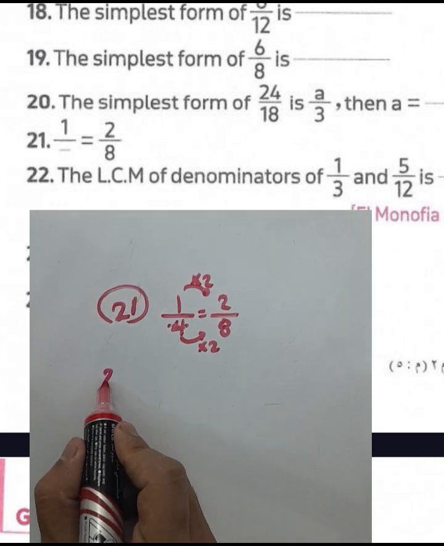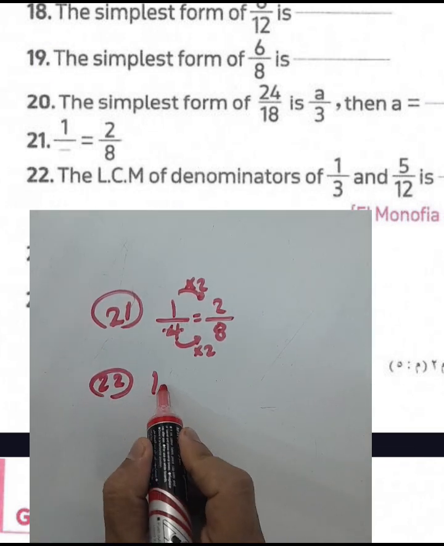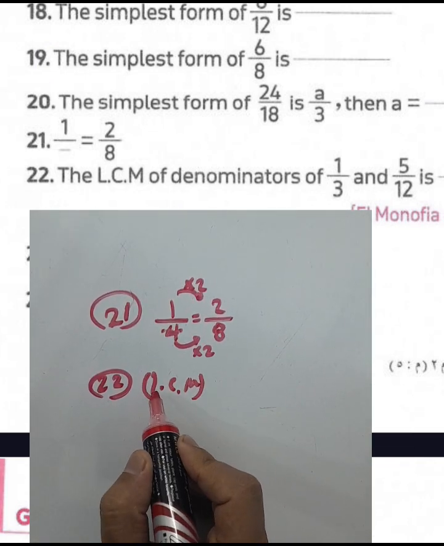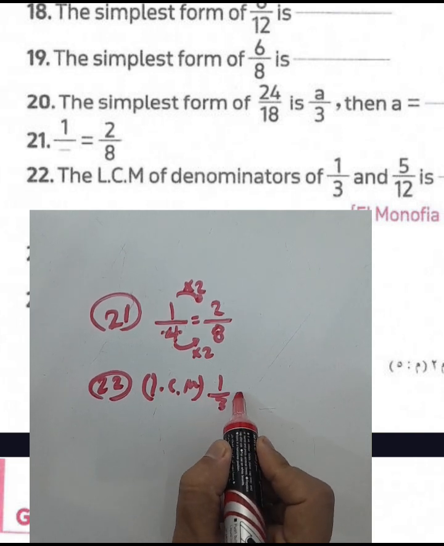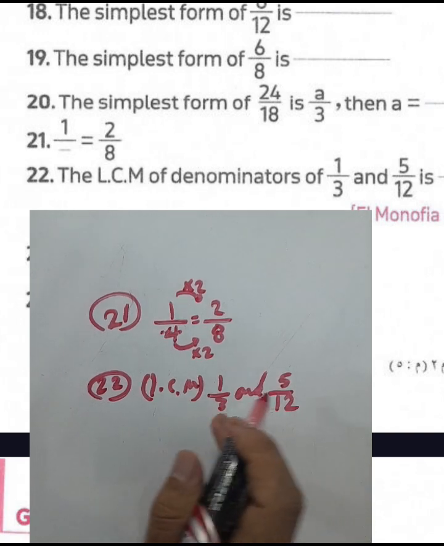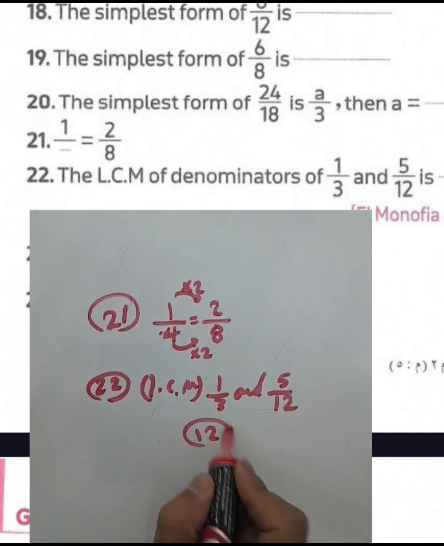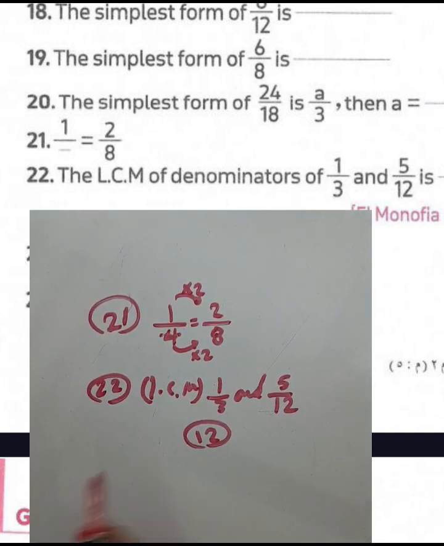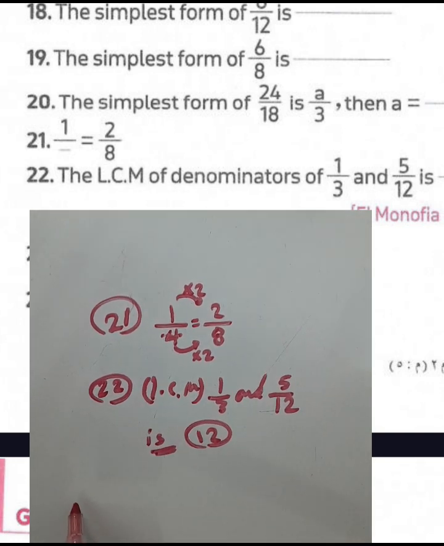Question number 22. The least common multiple of two denominators. We have 1 over 3 and 5 over 12. 12 can be divided by 3. Then 12 is the least common multiple between them. Then the least common multiple is 12.